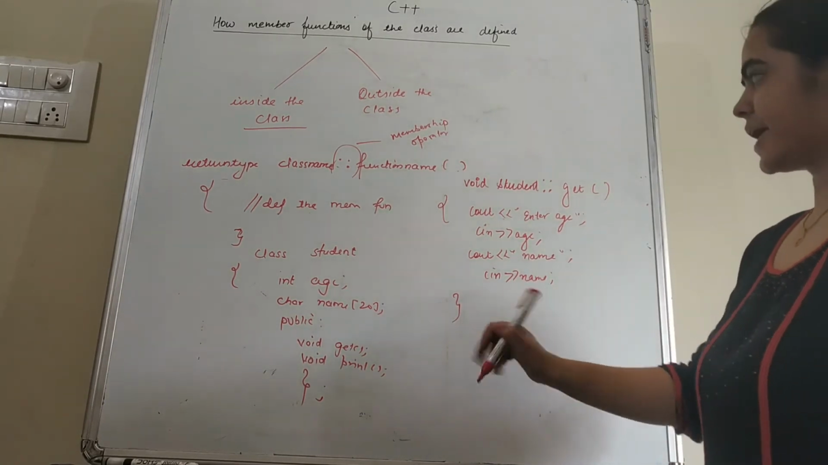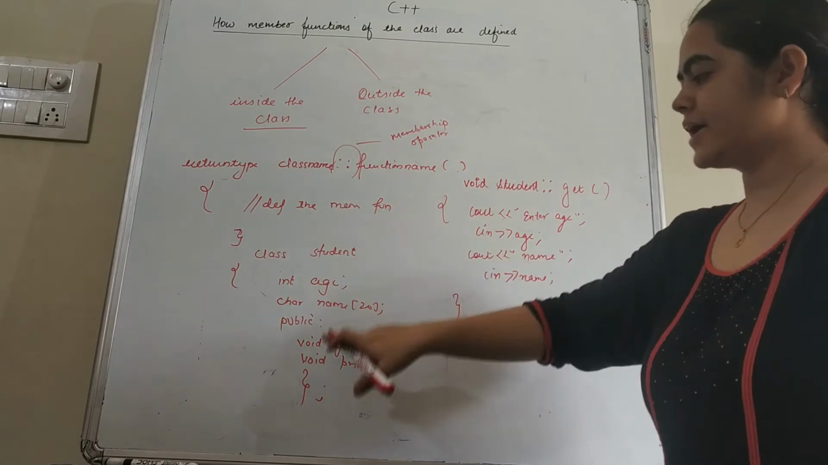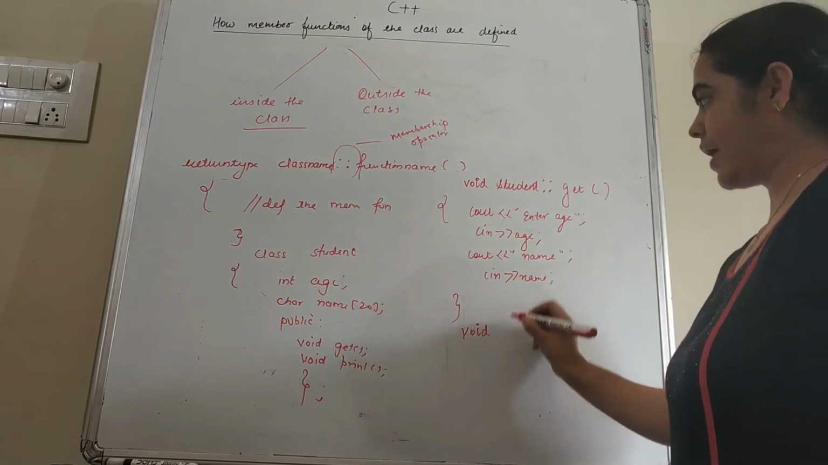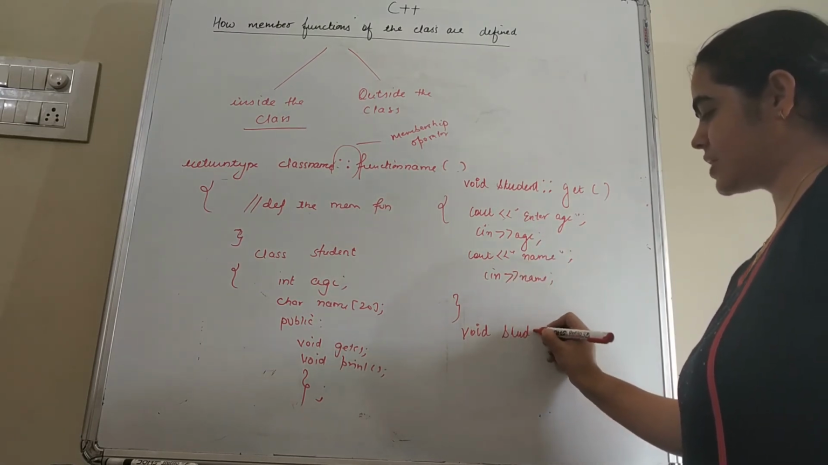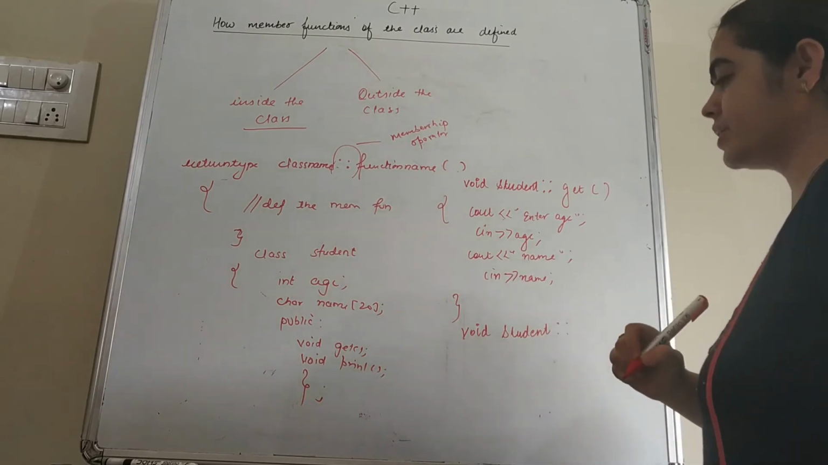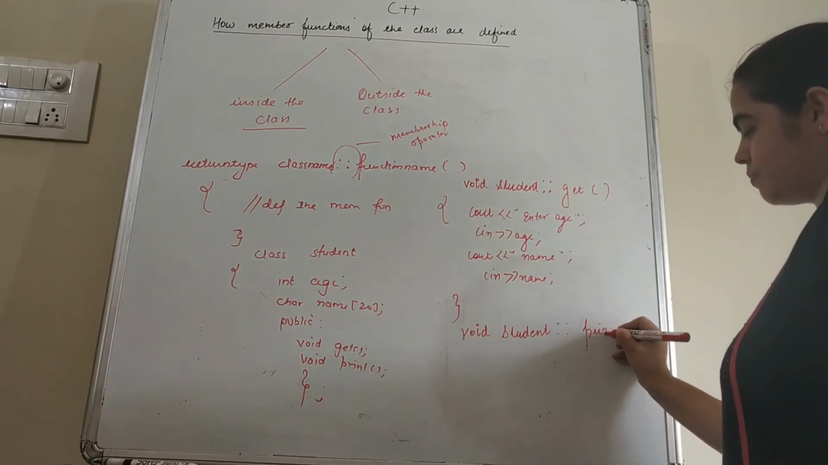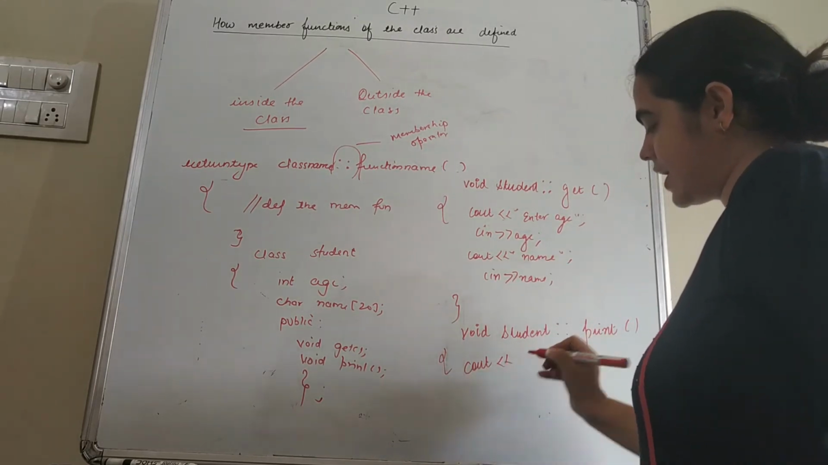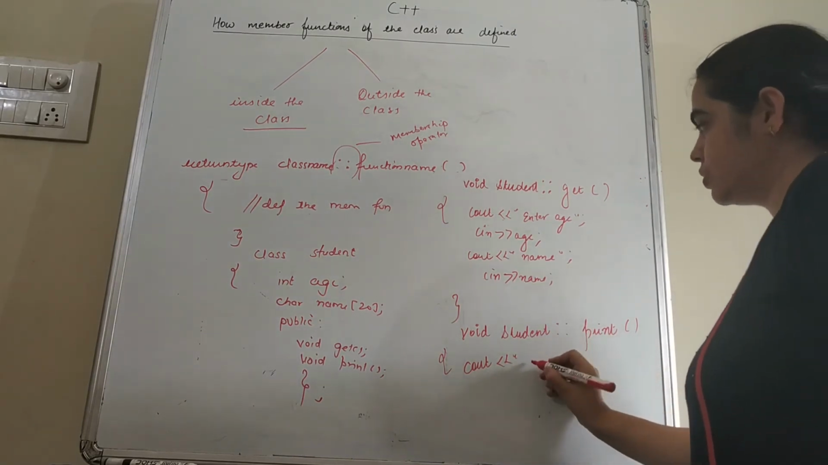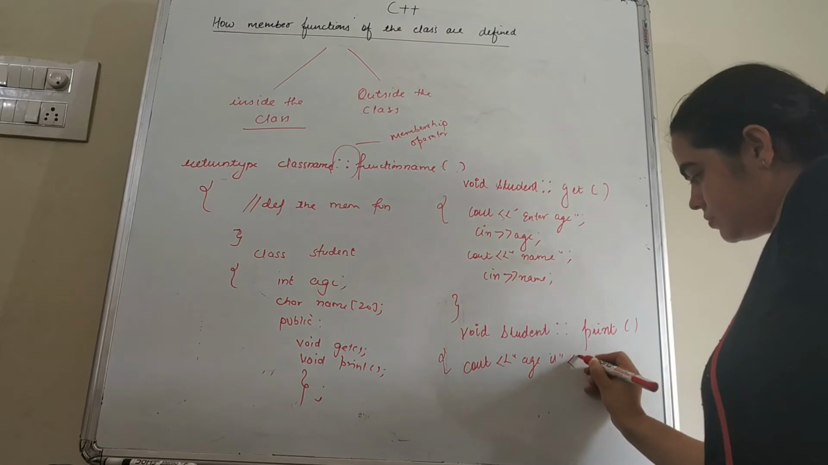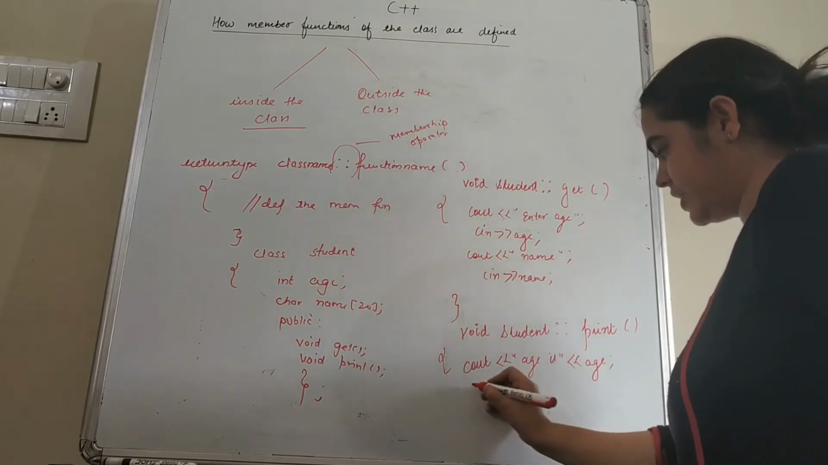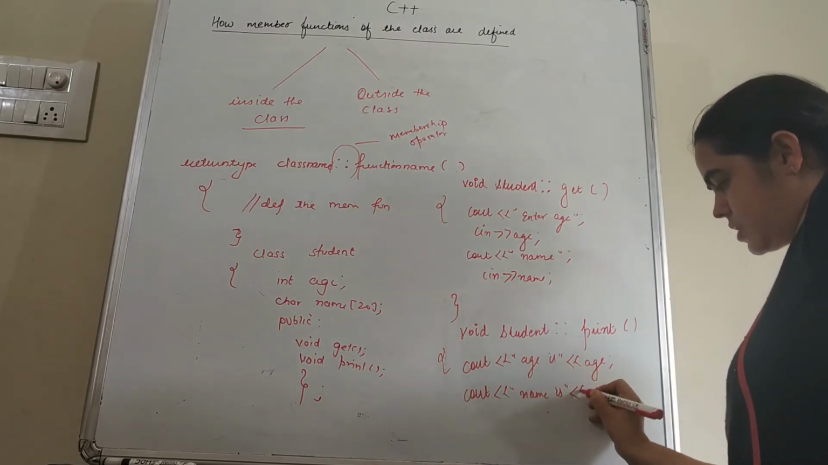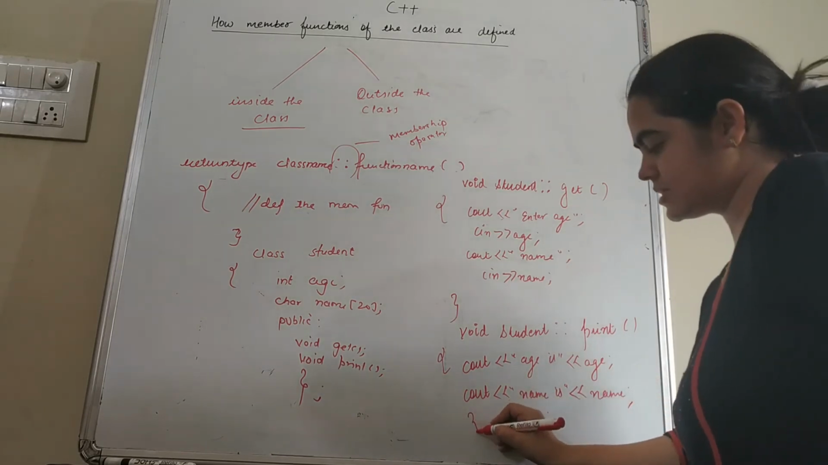Now we can close these brackets. Again for the second function we have to write the return type. So here the return type is void, and after void we have to again write the name of the class. So the name of the class is student, membership operator, then the name of the function is print. In the print function we are going to print the data on the output screen. So cout age is, here we are printing the age. Cout name is and name. This is the end of this function.